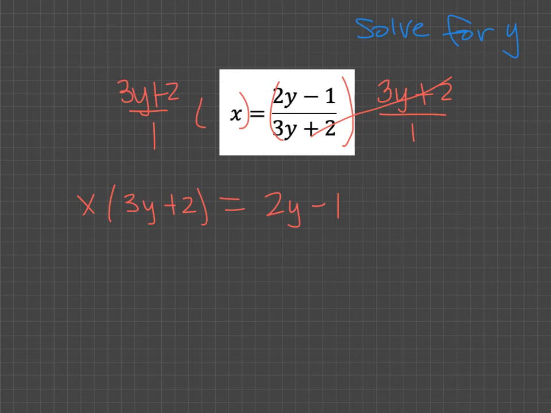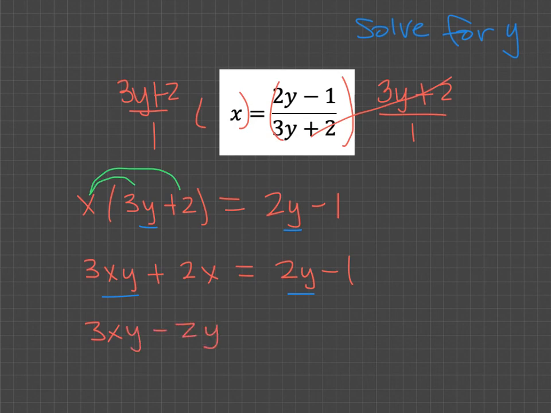Now, y shows up 2 times, and we want it to show up just 1 time. It's also on the left side trapped inside the parentheses. So to get it out of the parentheses, we distribute. So when we distribute, we end up with 3xy plus 2x equals 2y minus 1. We want to get these y's on the same side, so let's subtract 2y from both sides. And then we don't necessarily want this x, so the 2x, so we'll subtract 2x from both sides.